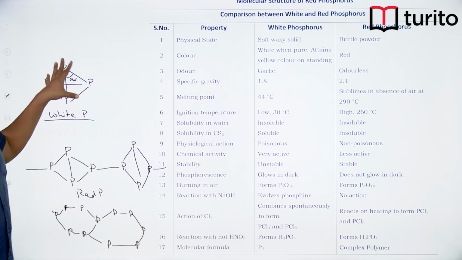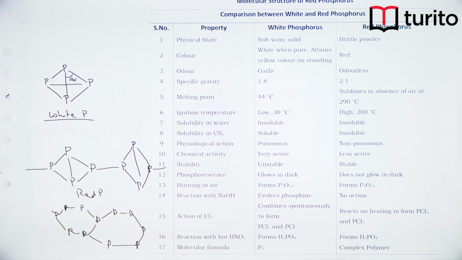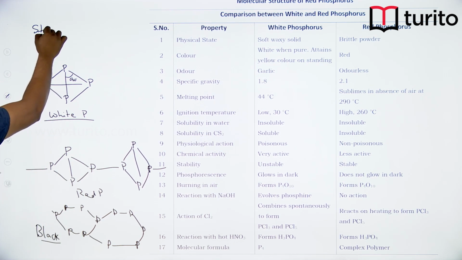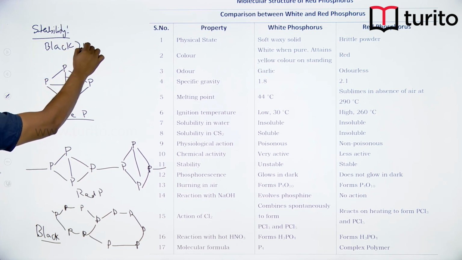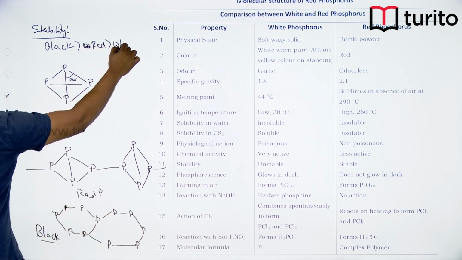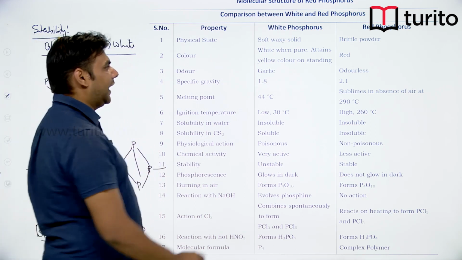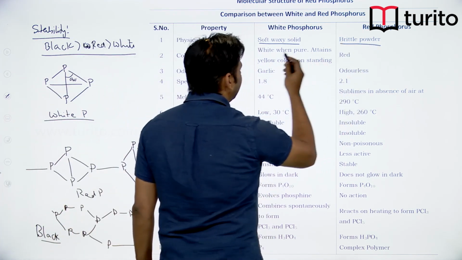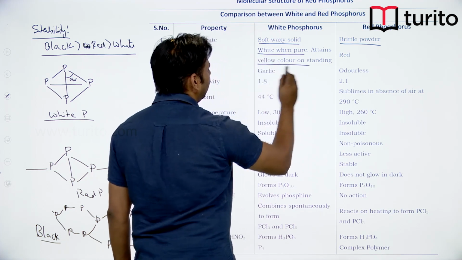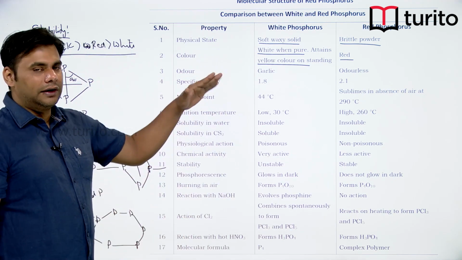So the most reactive and highly unstable is white phosphorus. The most stable is black phosphorus, again because of the ring stability. So stability wise, the most stable is black phosphorus, followed by red phosphorus, followed by white phosphorus. If we look at the physical state, white is soft and waxy, and red phosphorus is brittle. White when pure, it attains a yellow color on standing. Red is always red in color. So white phosphorus is white, turns yellow, and red is red in color.